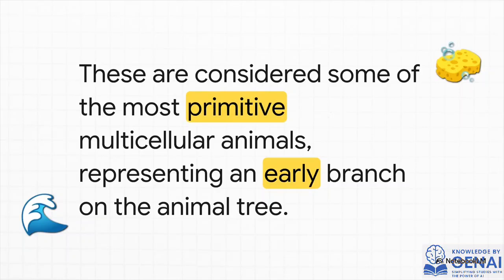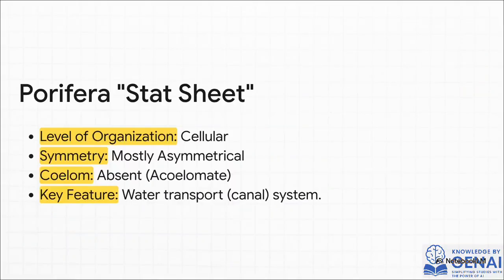These guys are considered some of the most primitive multicellular animals out there. They represent one of the absolute earliest branches on the entire animal tree. So if we run a sponge through our blueprint checklist, it's easy to see why they're at the base of the tree. They've got a simple cellular organization, no real symmetry to speak of, and no body cavity. What really defines them is their super unique water canal system, which is how they get food in and waste out.